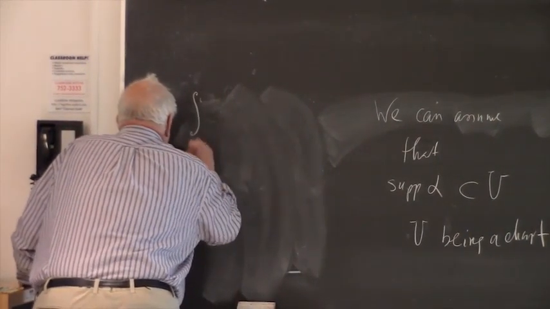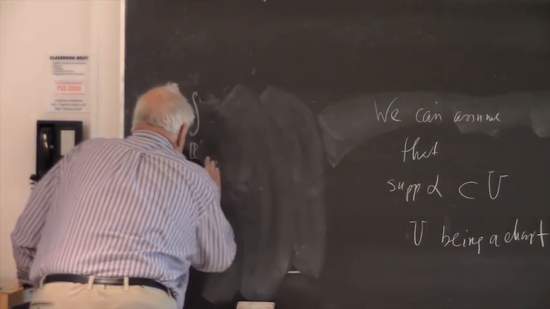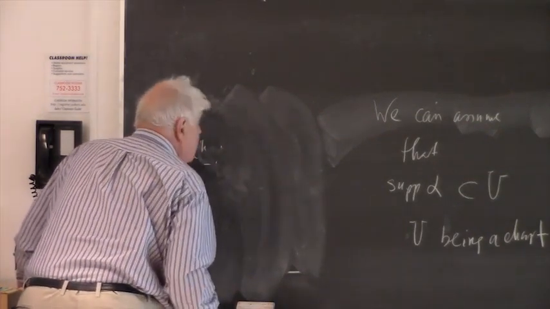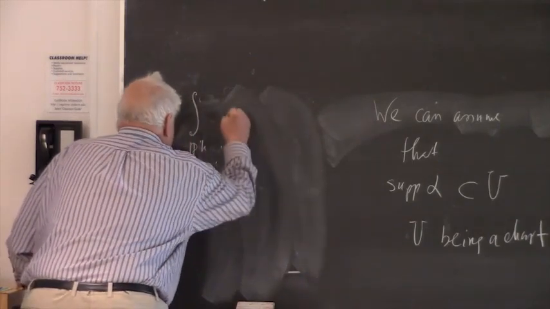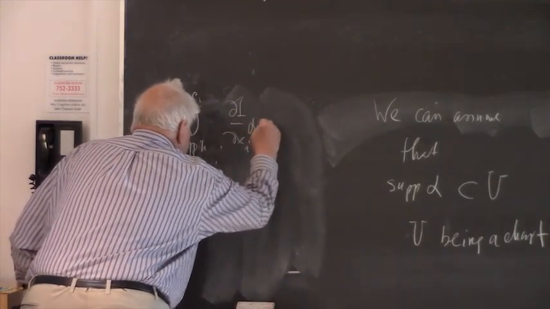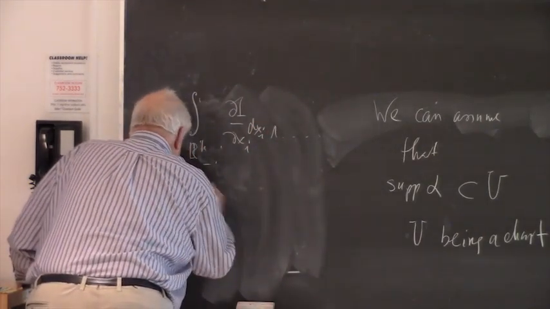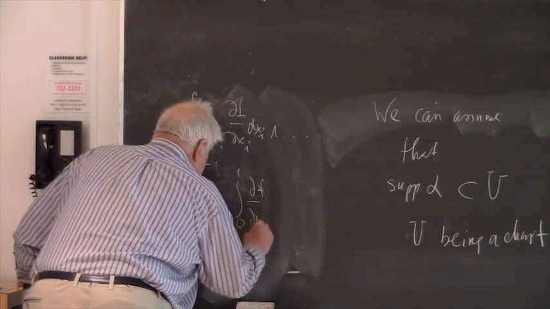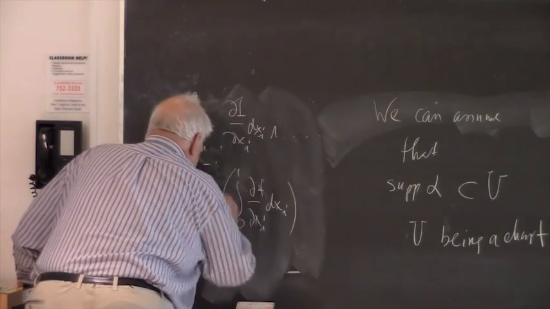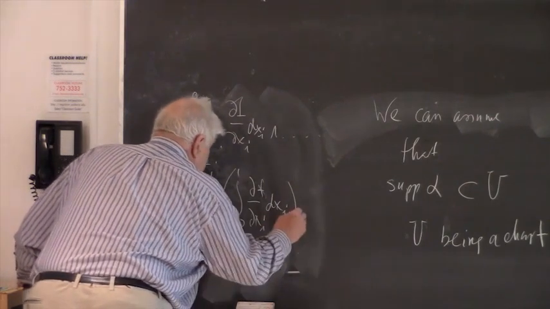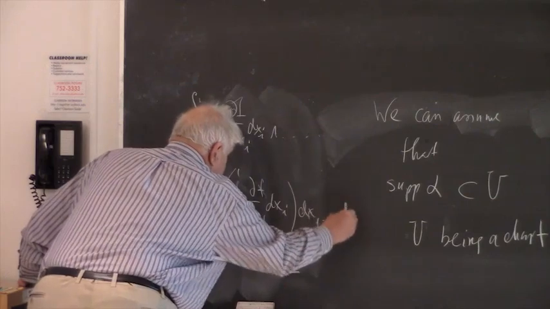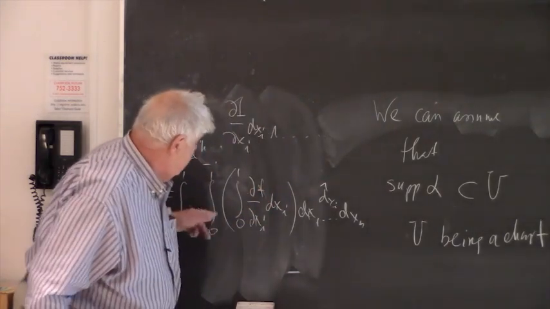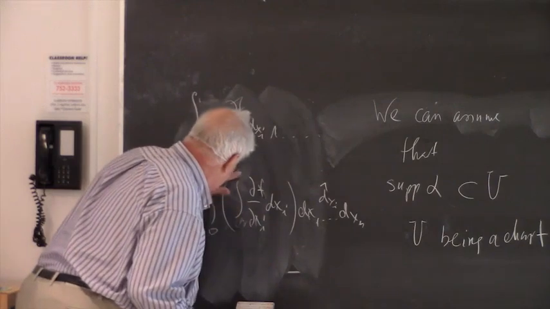The integral over R^n minus of this form, df over dxi dxi and so on, is the same as the integral of df over dxi dxi with many other integrals, all from, excuse me, this is very much wrong, from -1 to 0.